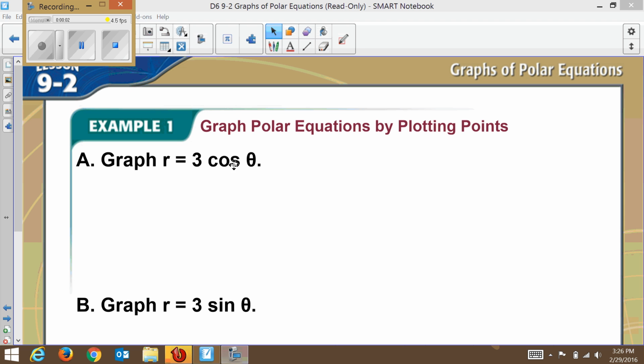Today we're going to look at how we graph polar equations. I know this is by plotting points, but we're actually going to use our calculator. So first let's look at graphing 3 cosine theta.